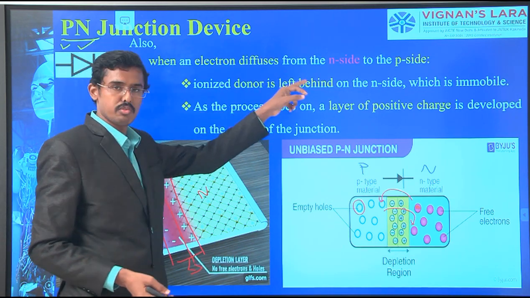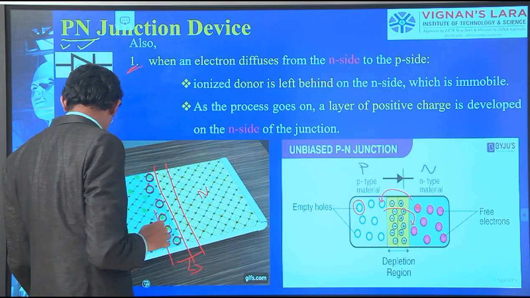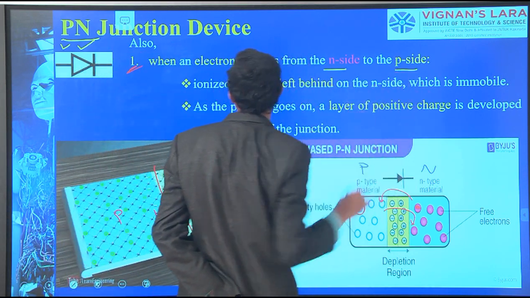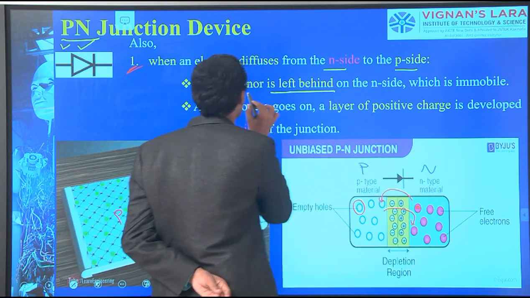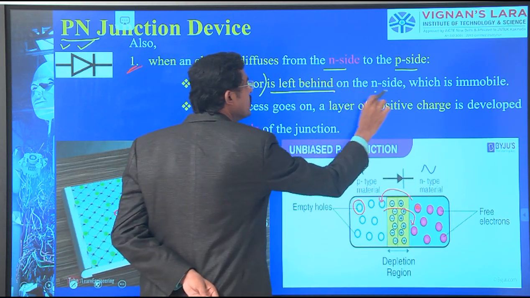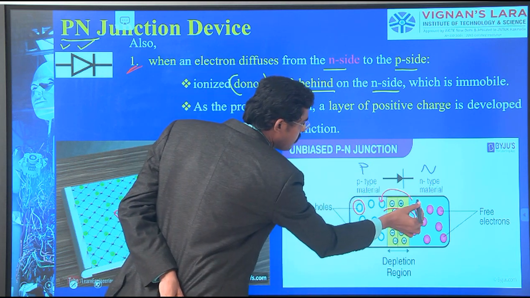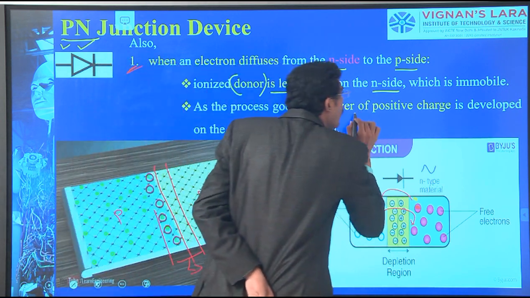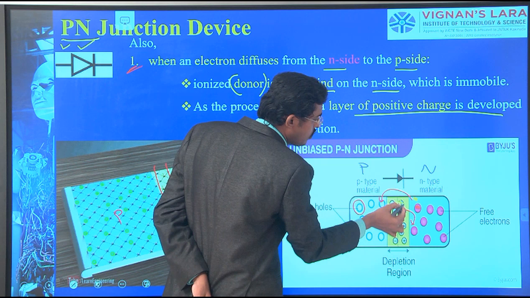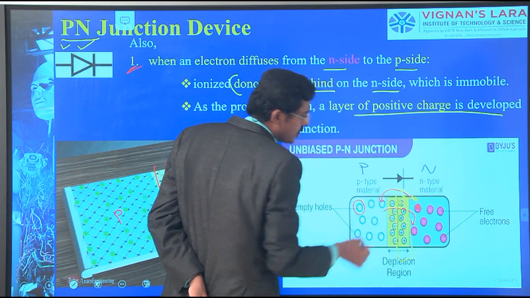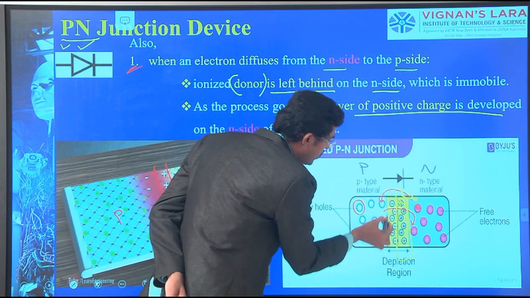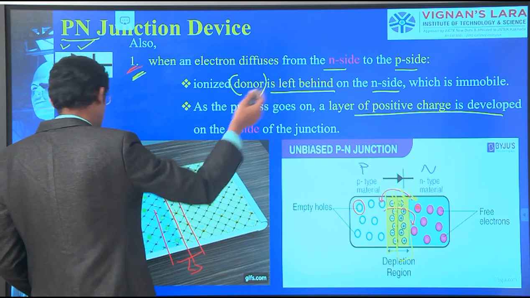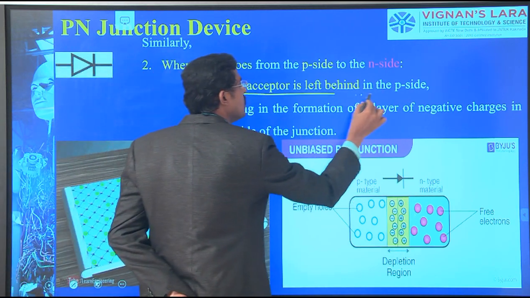When an electron diffuses from the N side to the P side, the ionized donor is left behind on the N side. So here the electron jumps there, and this becomes positive. As the process goes on, the layer of positive charges is developed, which is immobile. Similarly, the electron jumps here and two layers are generated. This is the case where the donor is left behind, and here the acceptor is left behind.